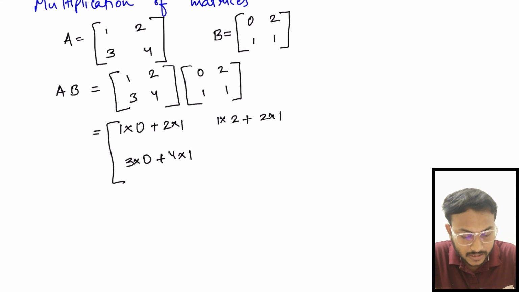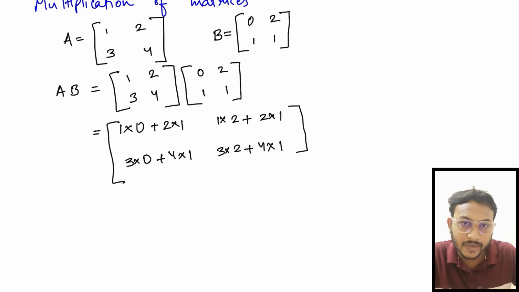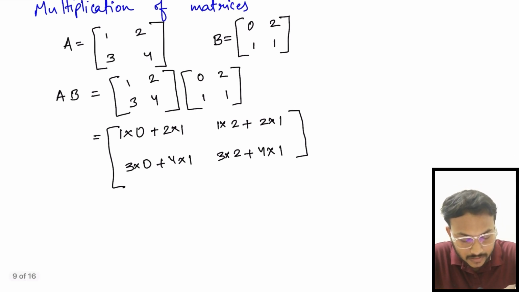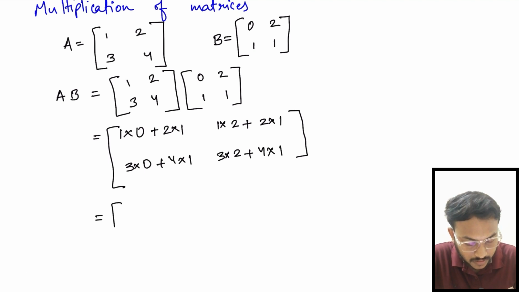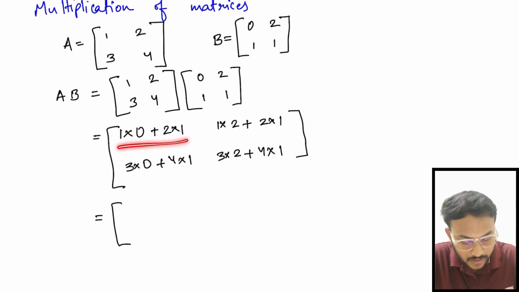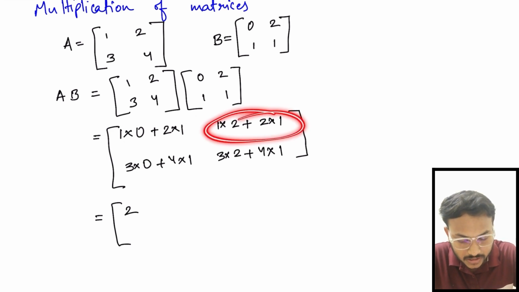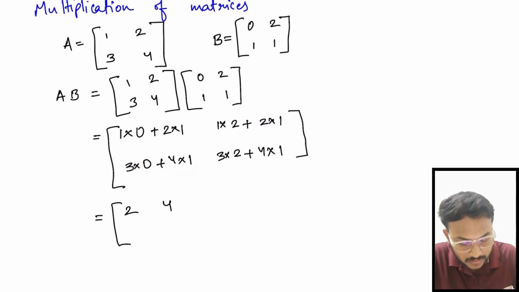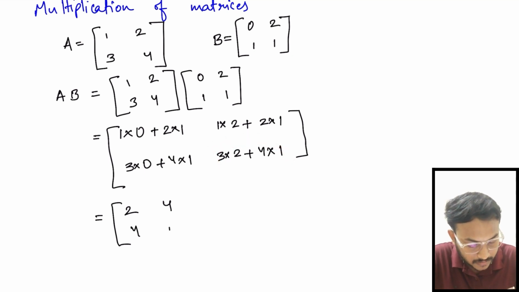Next we will see 3 into 2 plus 4 into 1. This is how you multiply two matrices. After adding and multiplying the numbers, we will get this value is 2, this value is 4, and this value is 4, and this value is 10.